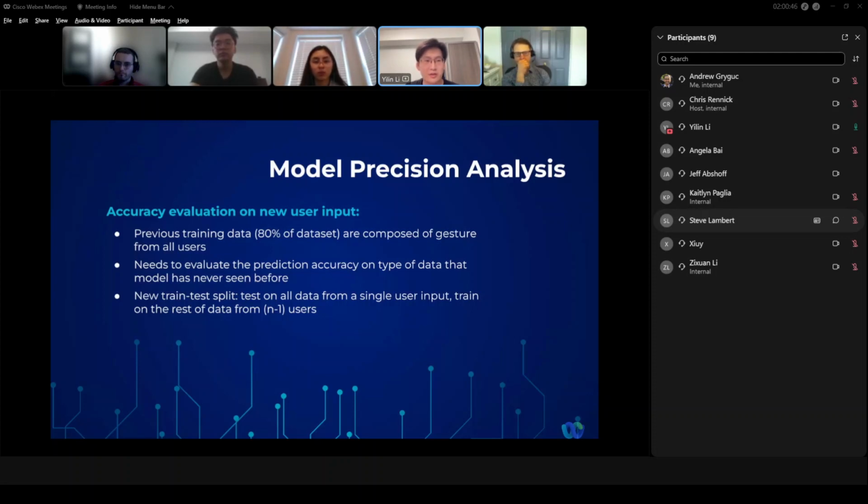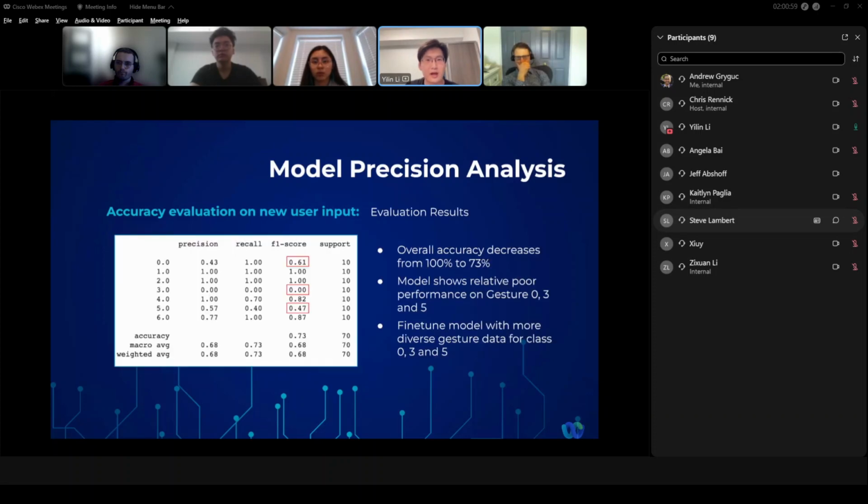Now we construct a new train test split. So test on all the data from a single user input and train on the rest of the data from the rest of the users. And now with that strategy, we evaluated our model on the test set. The overall accuracy decreases from 100% to 73%.